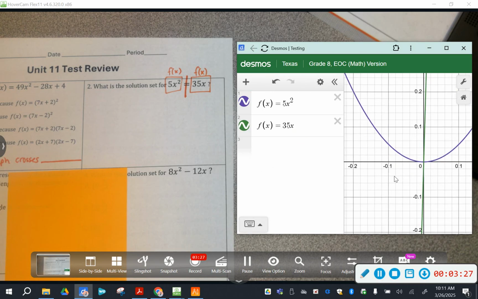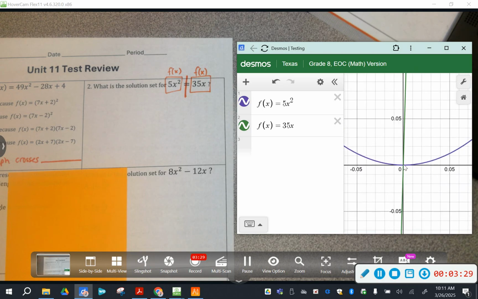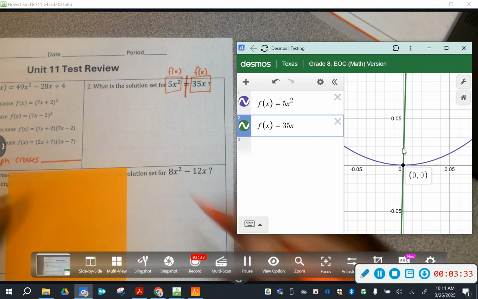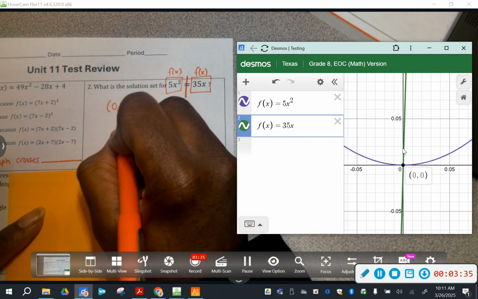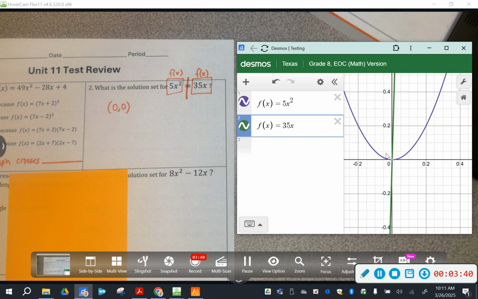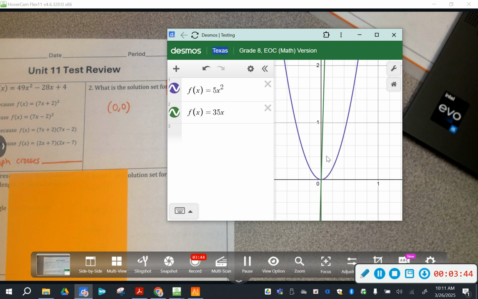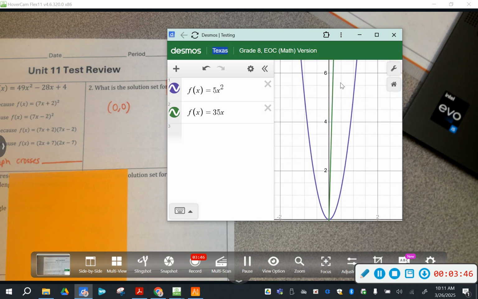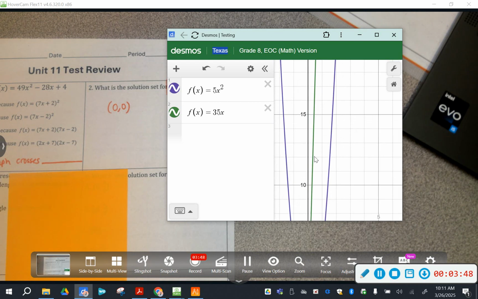It looks like there's one answer where the purple and green meet right here. There should be, yep, that gray dot is 0. So remember, it could be written as (0, 0). That's my first solution. And I believe there's going to be another one way up somewhere. My touch screen isn't working, but if I keep going, it is going to have another intersection point.